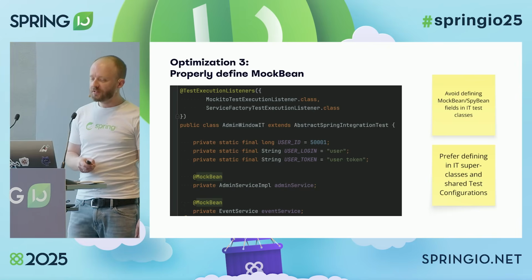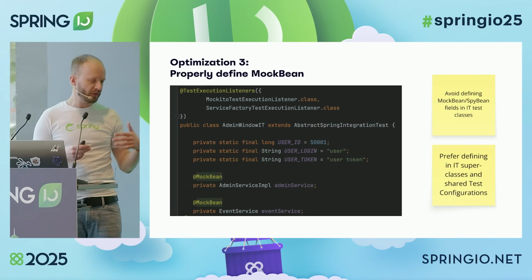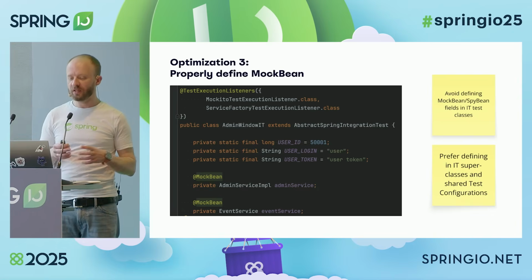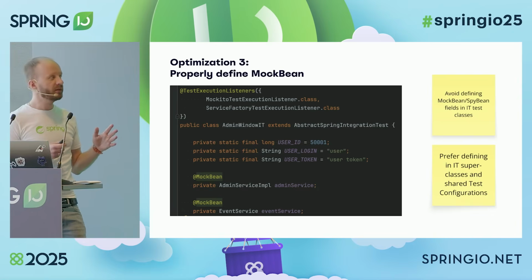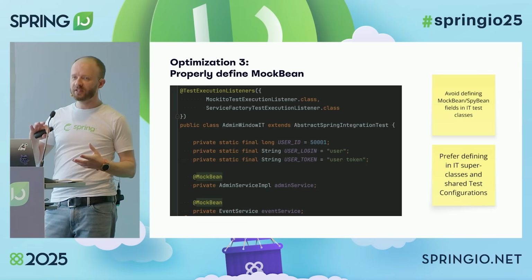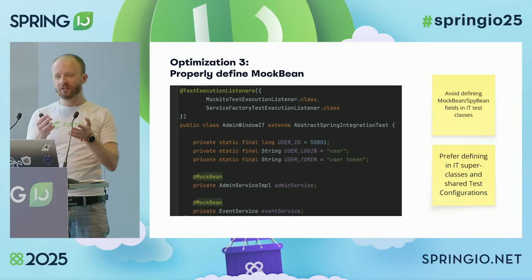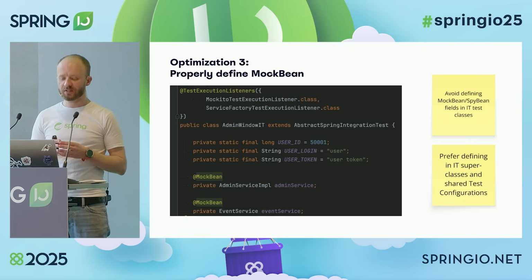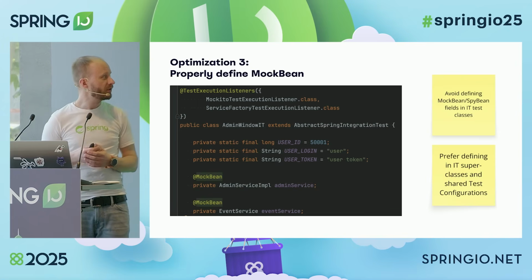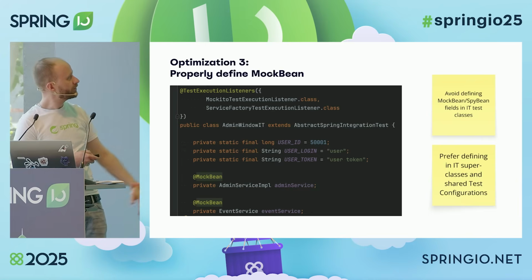Another optimization is related to using the MockBean. The MockBean is a convenient way to override the bean definition in your configuration with a higher priority, and it's very convenient. Just keep in mind that in most cases, this will be considered by Spring Test as a so-called customization. And if you really need to use mock beans, it could make sense to shift all of them to your parent class or shared integration test configurations. Just be aware of this.